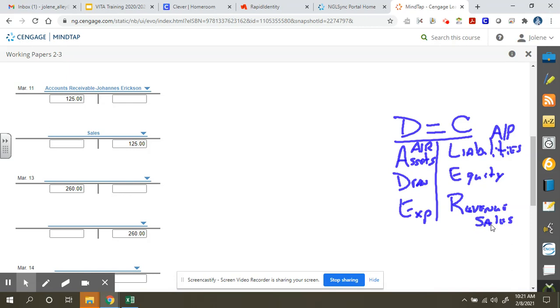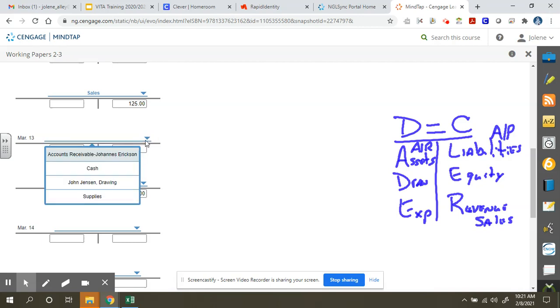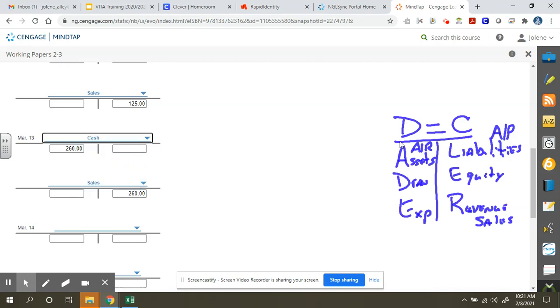Well, I know right here from my last transaction, sales, when they increase, increase on the credit side. So that has to be credit. The other one has to be the debit. Cash is an asset. You own it and it has value. It increases on the debit side.